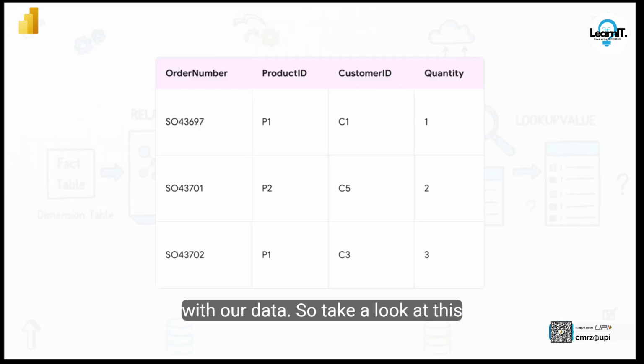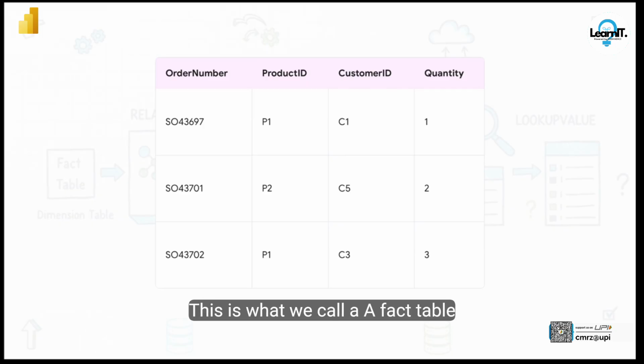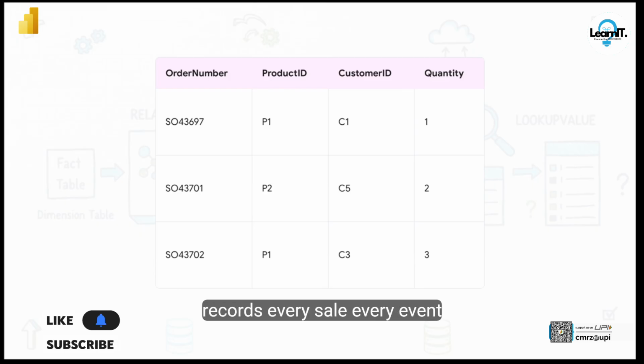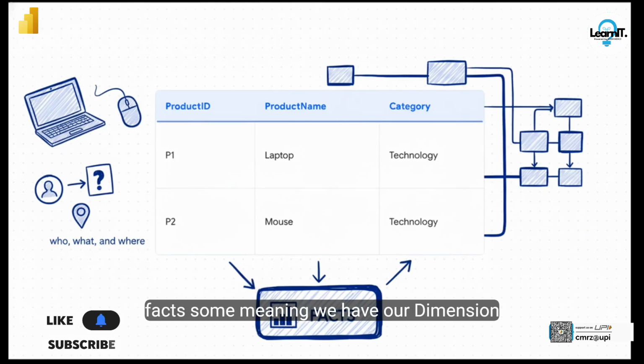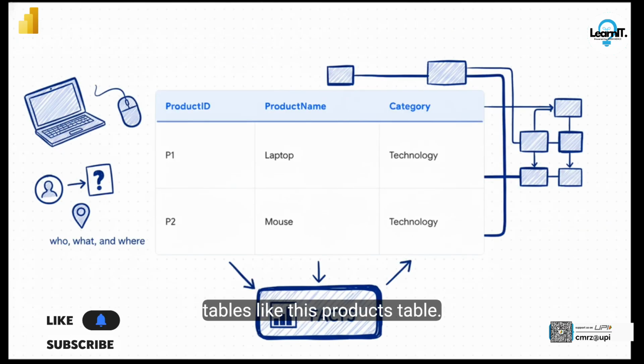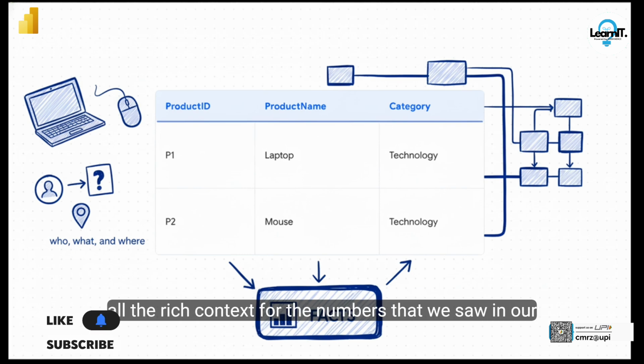It all begins with our data. So take a look at this sales table. In Power BI lingo, this is what we call a fact table. It's where all the action happens, right? It records every sale, every event, every transaction. This is the heart of our data model. And then, to give those facts some meaning, we have our dimension tables, like this products table. These tables describe the who, the what, the where of our data. They provide all the rich context for the numbers that we saw in our fact table.